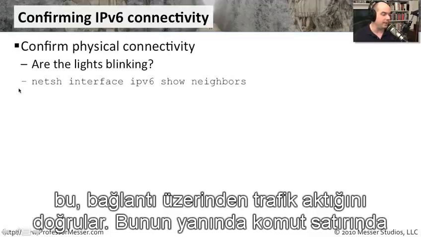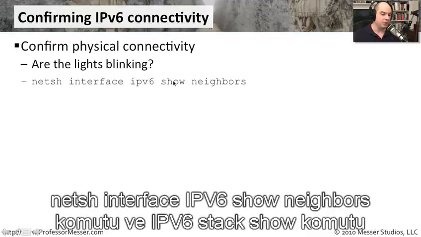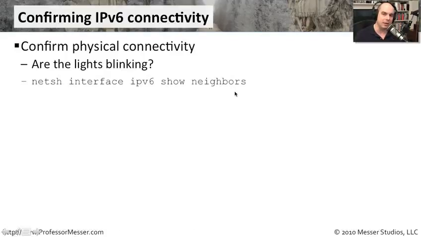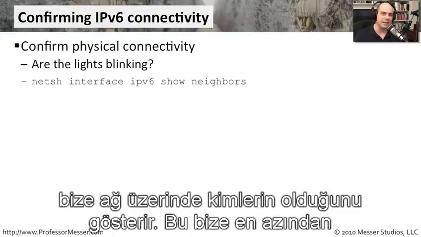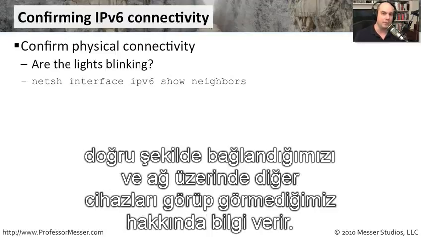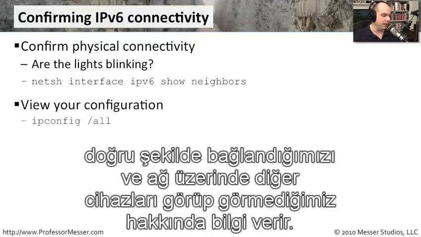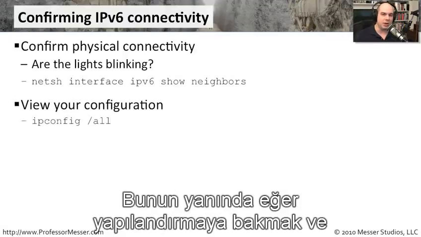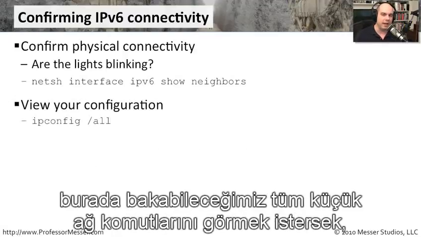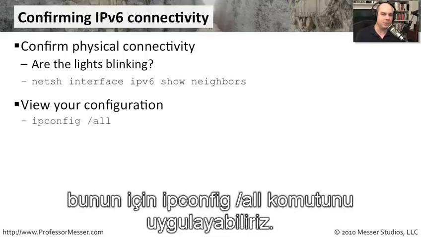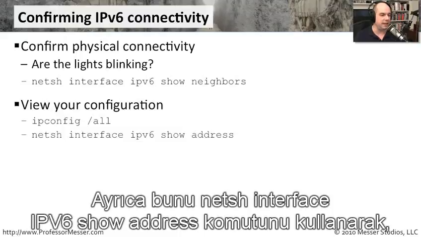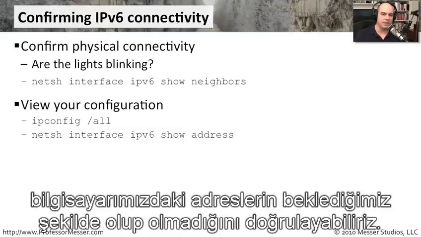We can also run the command netsh interface ipv6 show neighbors, and our IPv6 stack will show us who else is out there on the network. And that might give us at least a heads up that we are connected properly and we do see other devices on the network. We'll also want to do an ipconfig /all if you'd like to look at the configuration and look at every single one of those little networking commands that we would look at in there. You could also do what we just did, which is a netsh interface ipv6 show address, just to confirm the addresses that we have on our computer are the ones that we would expect.